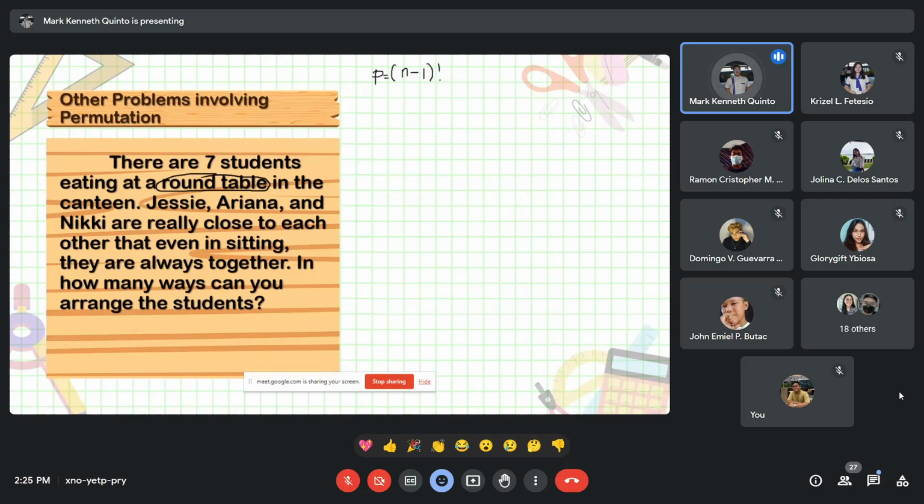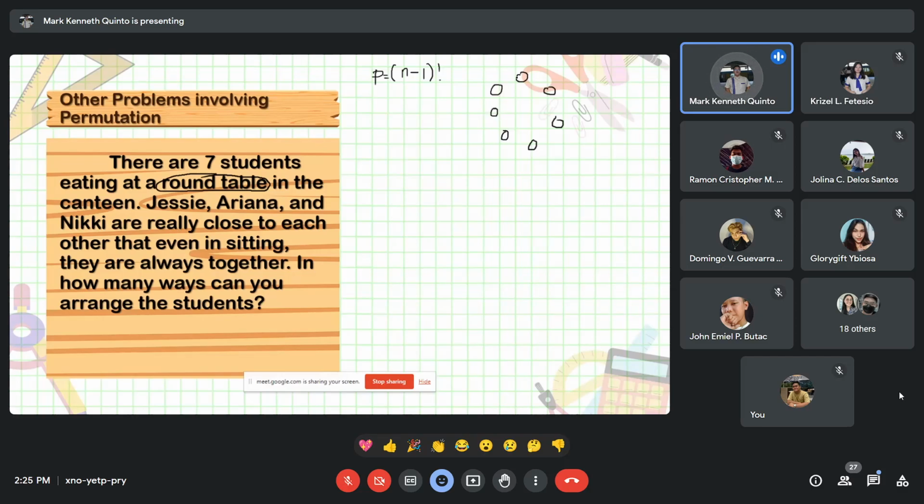Parang katulad dun sa ginawa natin kanina sa in a row, na meron daw 7 students na gustong i-arrange yung sarili nila, pero yung tatlo nag-i-insist na magkatabi. This time kasi, round table naman siya. So, let's say that we have 7 students in a round table. So we have 1, 2, 3, 4, 5, 6, 7.